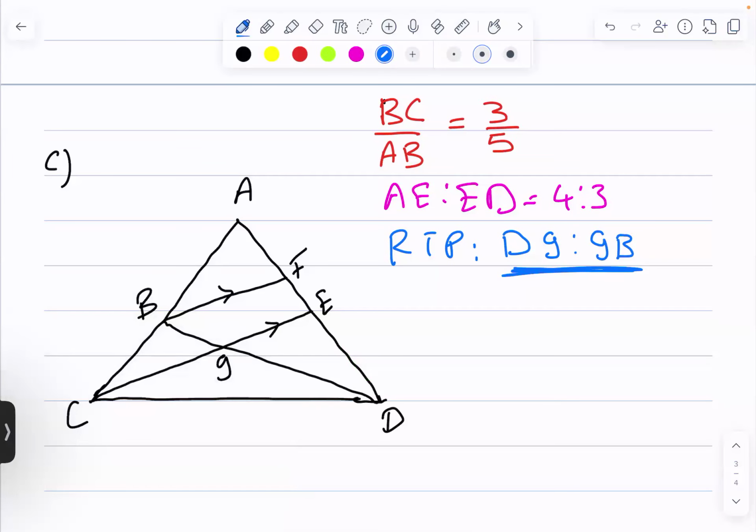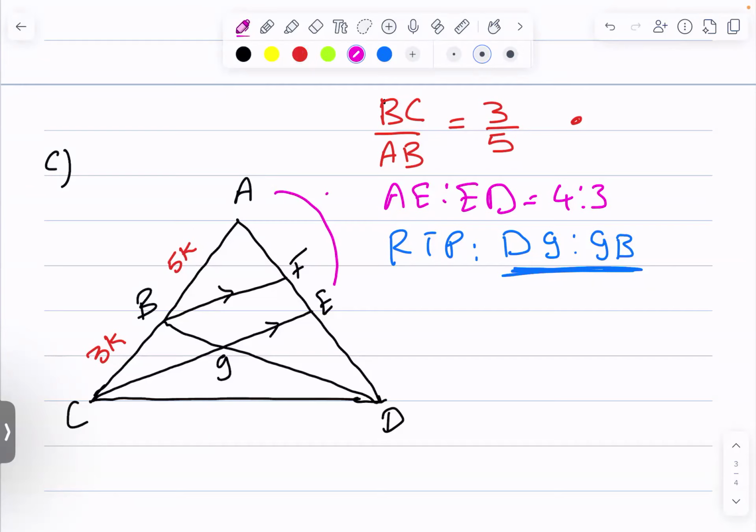What is the first step here, grade 12s? So we first put in all the given values into the diagram. Okay, so we are going to start with this one. Here we are going to write 3K for BC, and 5K for AB. Any other information I need to fill? So AE is 4, then ED is 3.